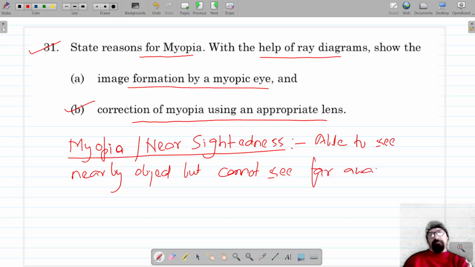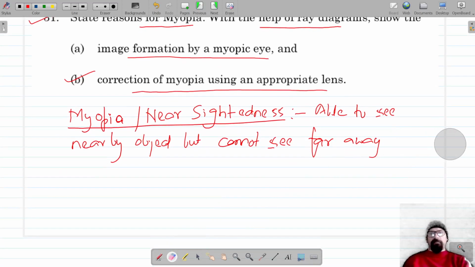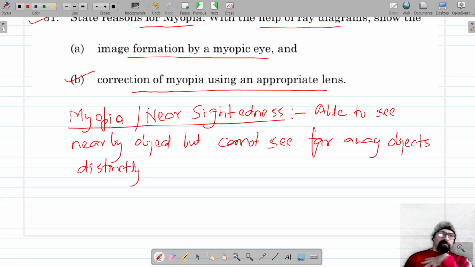It's not that you are not able to see far away objects. You're not able to see far away objects distinctly. Means they are dull, or maybe dimmed. So you don't have to write that you altogether cannot see far away objects. You have to write that you cannot see far away objects distinctly. You are able to see, but if there are two objects, you may not be able to distinguish between them. So it's not clearly you can see the far away objects.